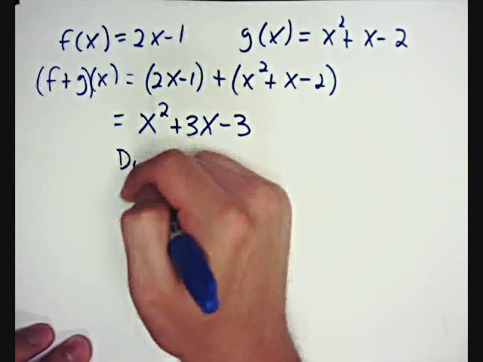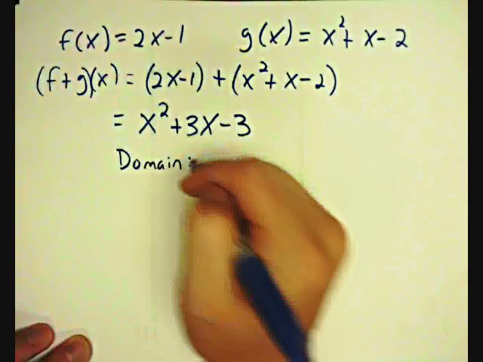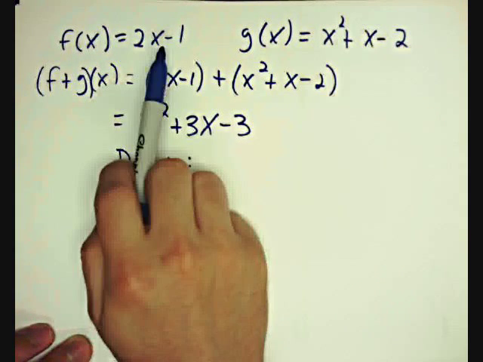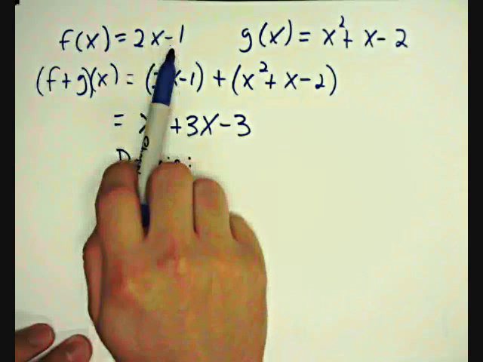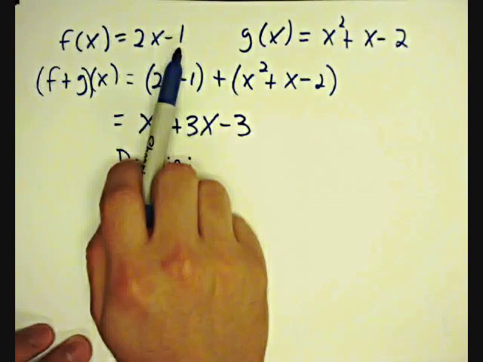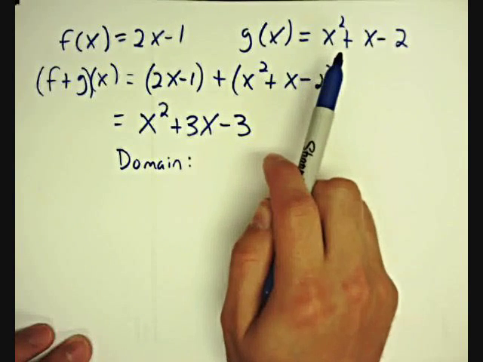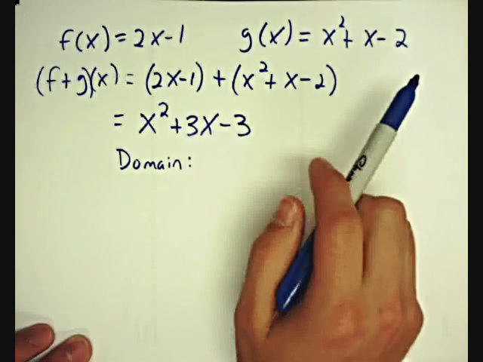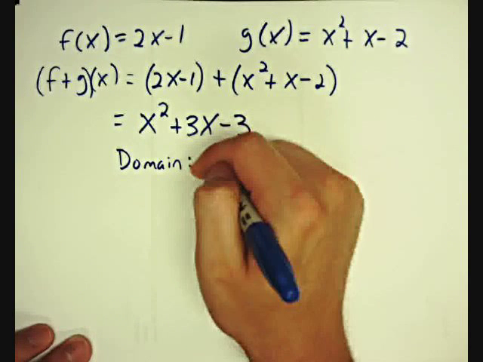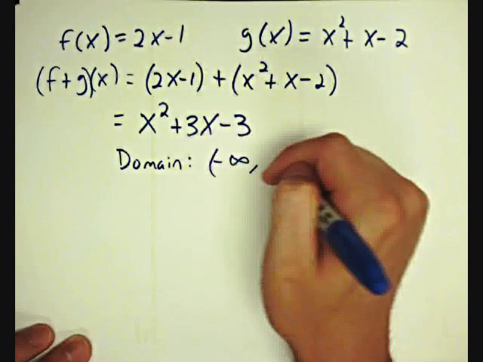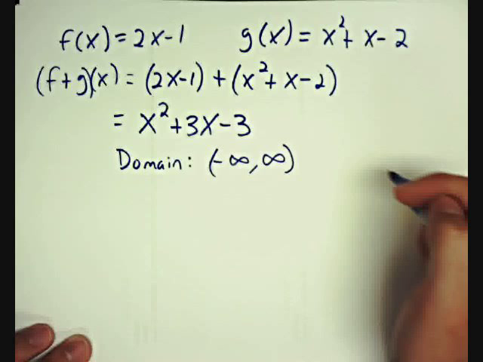The domain, we want to combine our original two domains. 2x minus 1 has no denominator and no square roots, so all real numbers. And g of x, no square roots, no denominators, so all real numbers. So combining all real numbers with all real numbers, our domain is all real numbers.